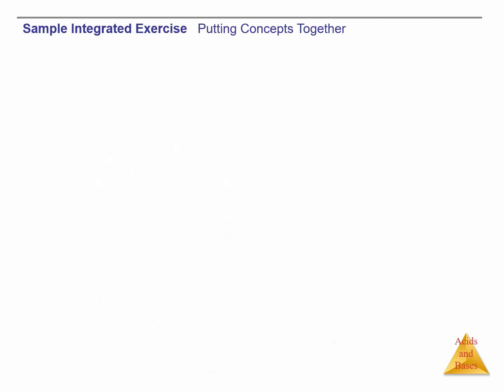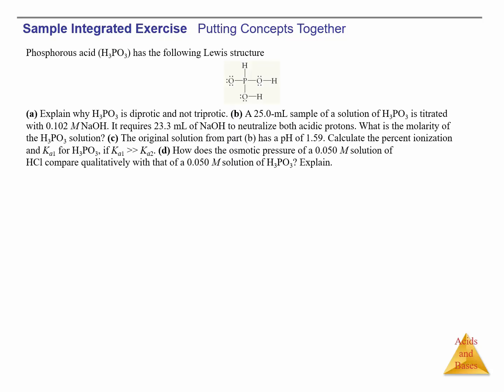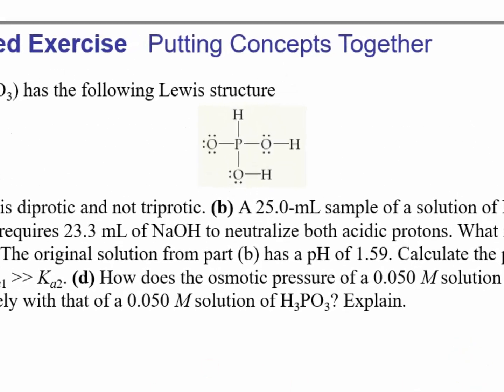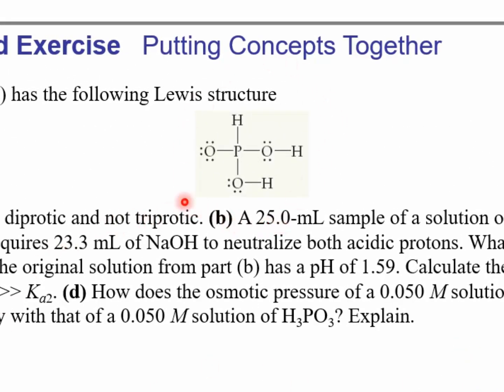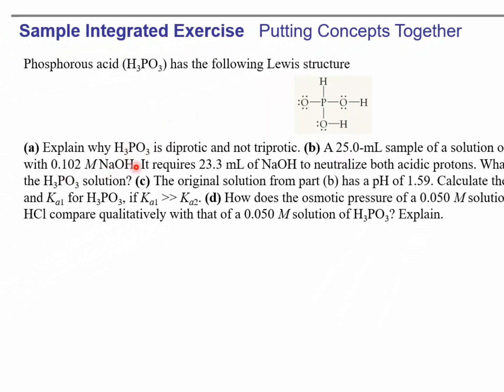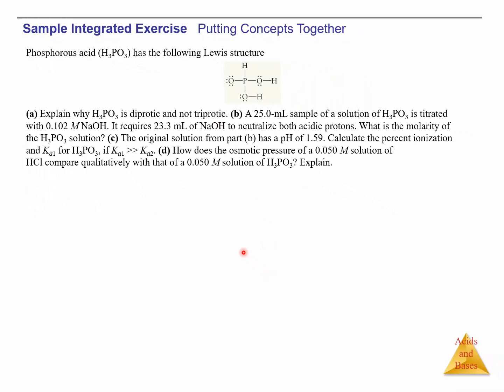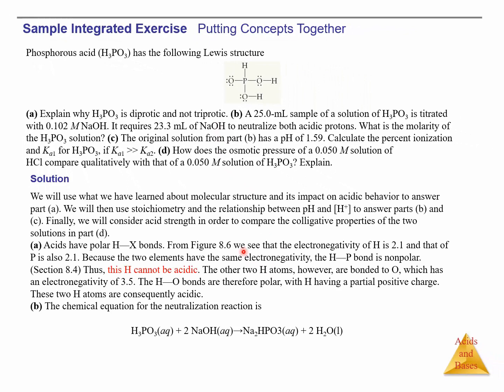C6H6. Now let's look at this sample integrated exercise, putting concepts together. Phosphorous acid here has the following Lewis structure. Explain A. Why H3PO3 is diprotic and not triprotic. So let's start explaining.